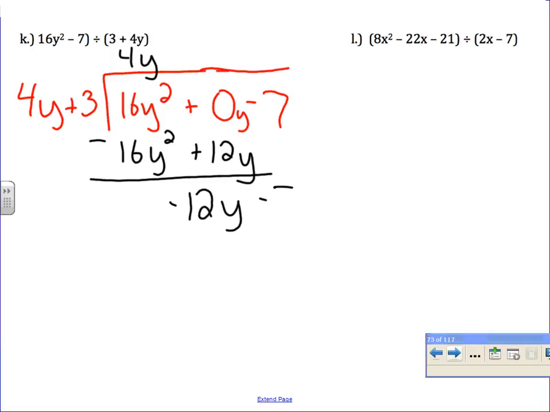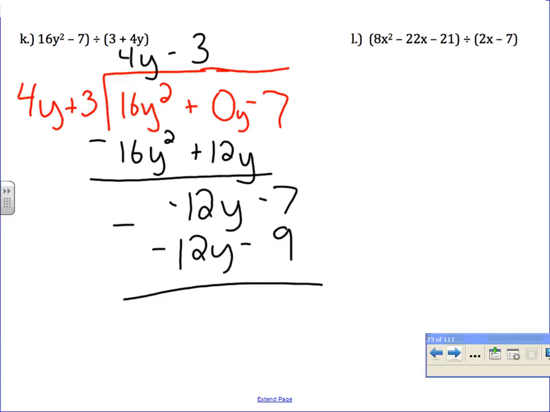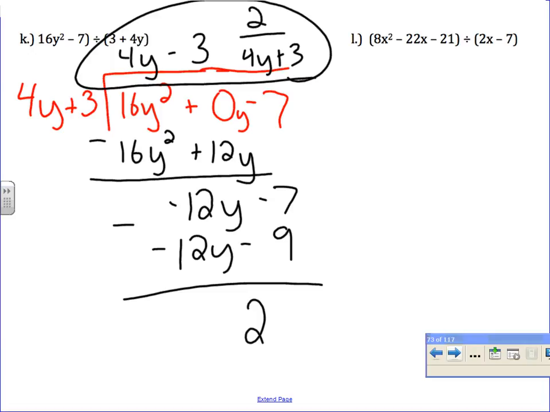The negative 7 still needs to be dropped down. So make sure you drop that down. Now we go through the same process again. 4y goes into negative 12y negative 3 times. So now we multiply that negative 3 by each term in the binomial. We get negative 12y minus 9. We are subtracting those. This becomes 0. This becomes 2. So our remainder is 2. And we leave 4y plus 3 underneath it. Questions on that one? Do you think that one's any harder than the other ones?